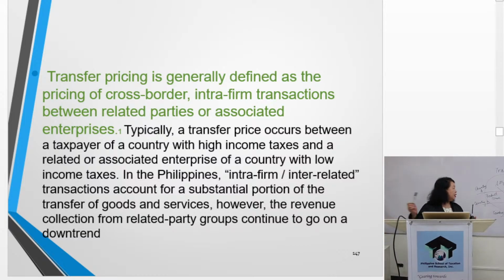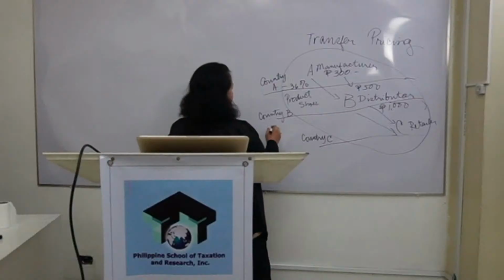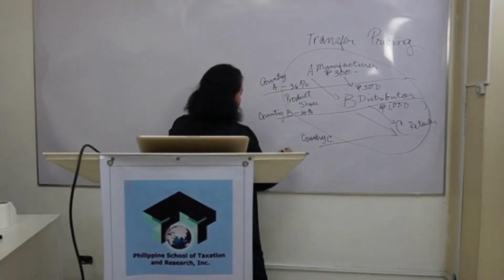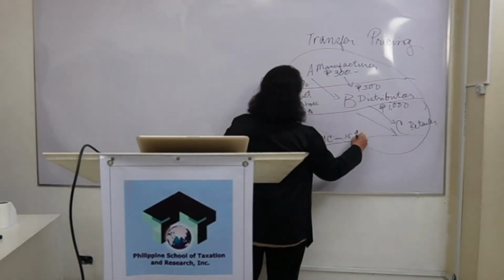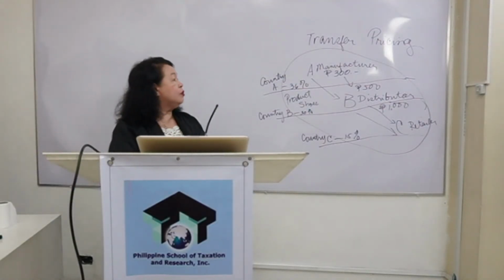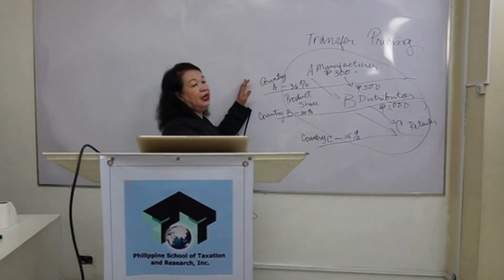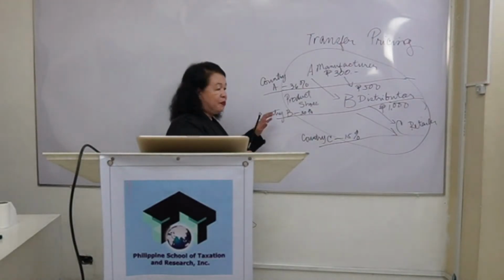So, halimbawa, dito sa example natin, dito sa country A, halimbawa, yung income tax dito is 36%. Yun ang tax. Pagdating naman dito kay country B, ang tax dito is 30%. Pagdating naman dito kay country C, ang tax naman dito is 15%. Okay. So anong gagawin ng management? Kung dito nila i-report yung malaking income sa country A, ang laki ng babayaran nila, 36%. Kung dito sa country B nila i-report yung malaking income, 30% malaki pa rin.